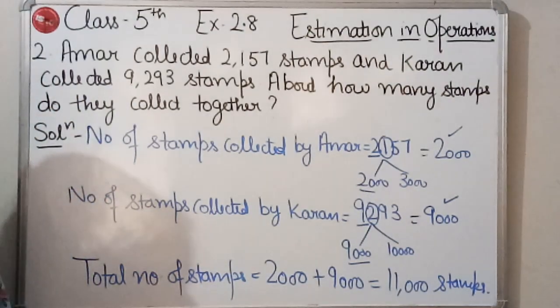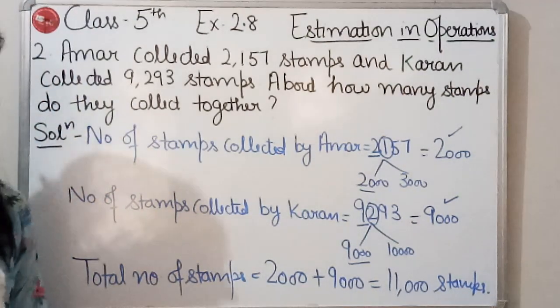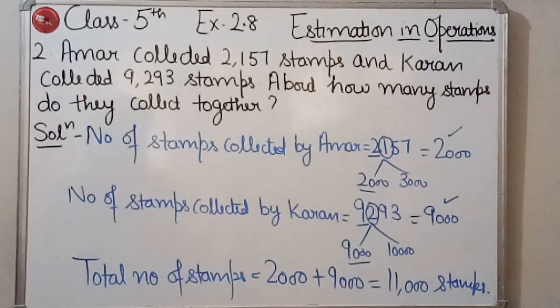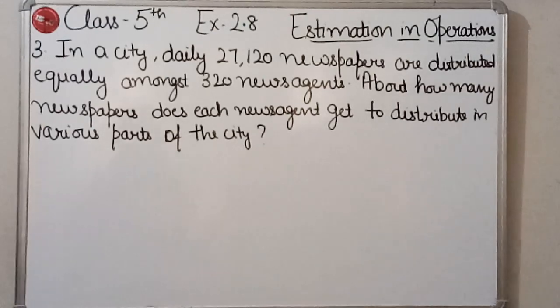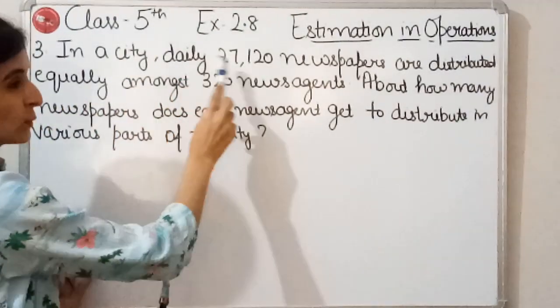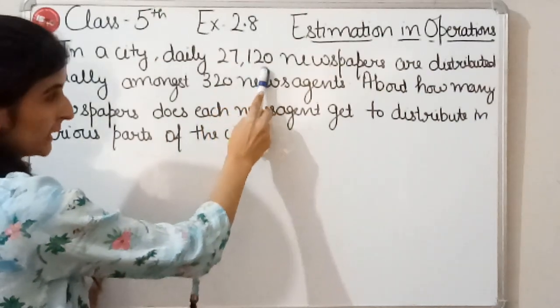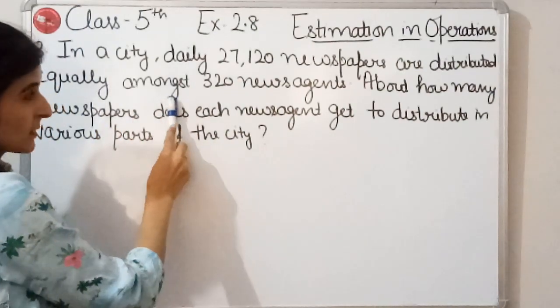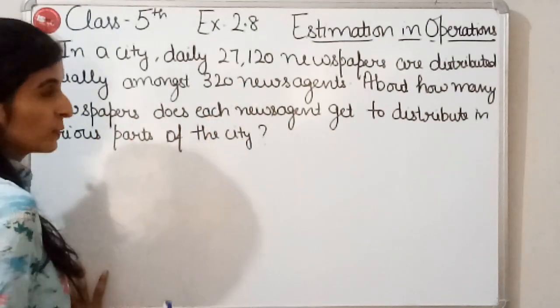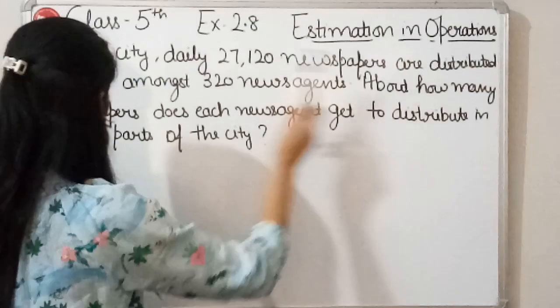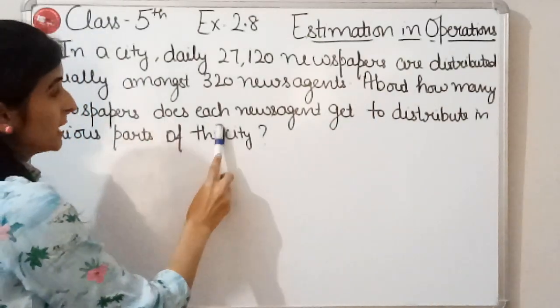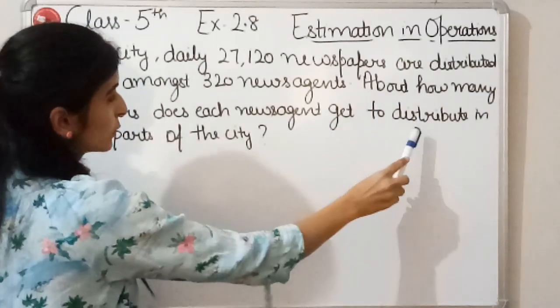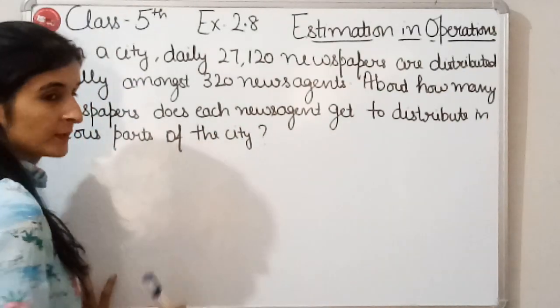Now let's move to the next question, children. Now the next question is, in a city, daily 27,120 newspapers are distributed equally amongst 320 news agents. About how many newspapers does each news agent get to distribute in various parts of the city?